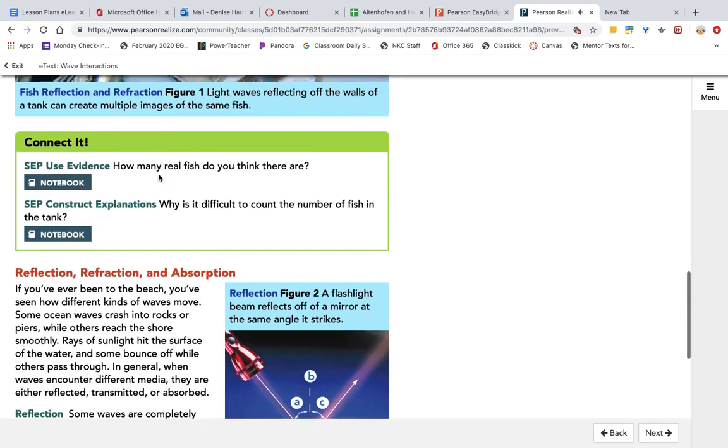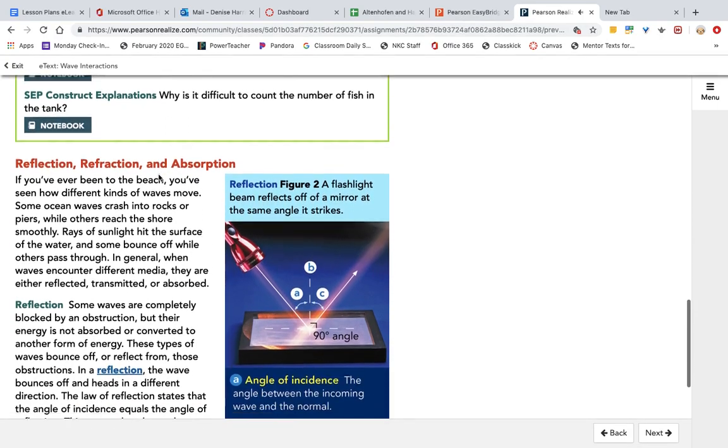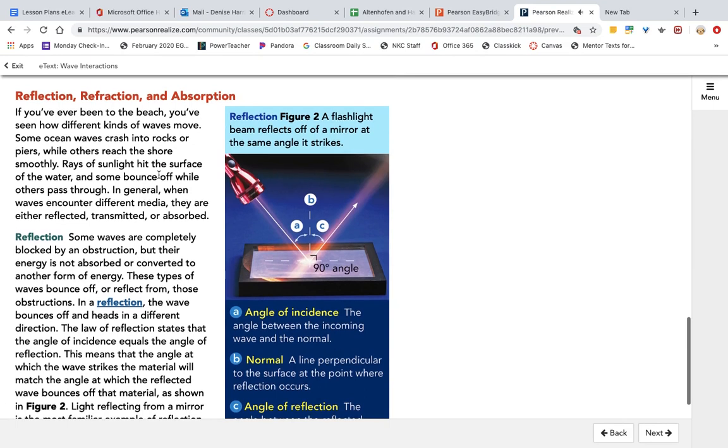Reflection, refraction, and absorption. If you've ever been to the beach, you've seen how different kinds of waves move. Some ocean waves crash into rocks or piers, while others reach the shore smoothly. Rays of sunlight hit the surface of the water, and some bounce off while others pass through. In general, when waves encounter different media, they are either reflected, transmitted, or absorbed.